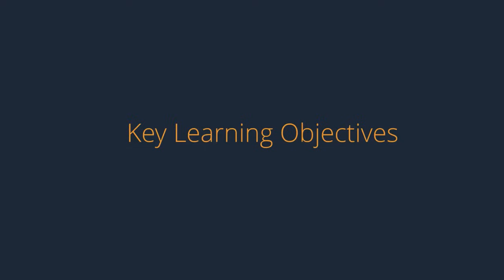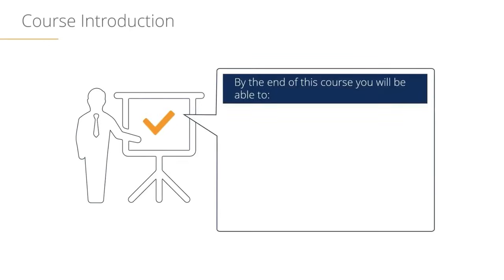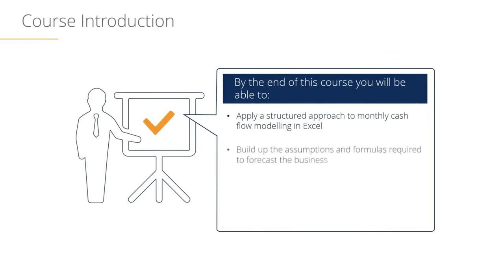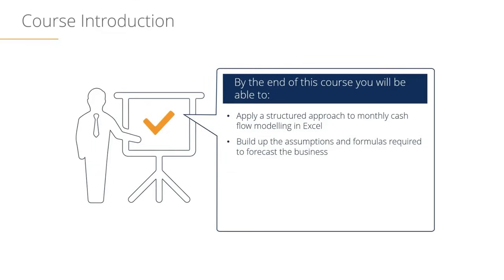Key learning objectives. Let's talk about what we're going to cover in this course. By the end of the course, you'll be able to do several things. The first is apply a structured approach to monthly cash flow forecasting. We'll give you tips and tricks to make your model as robust as possible. Next, you're going to learn how to build the assumptions and formulas required to create the forecast for this business. We'll look out 12 months into the future to see what this company is going to look like.